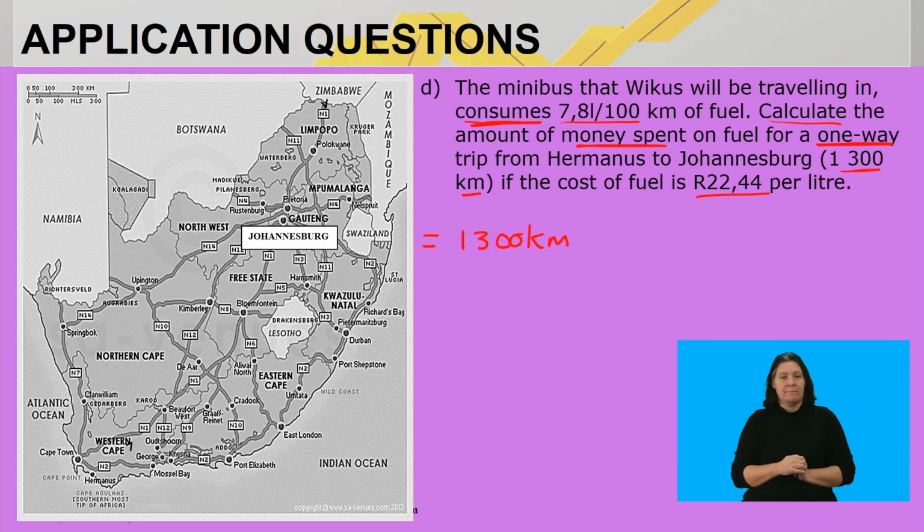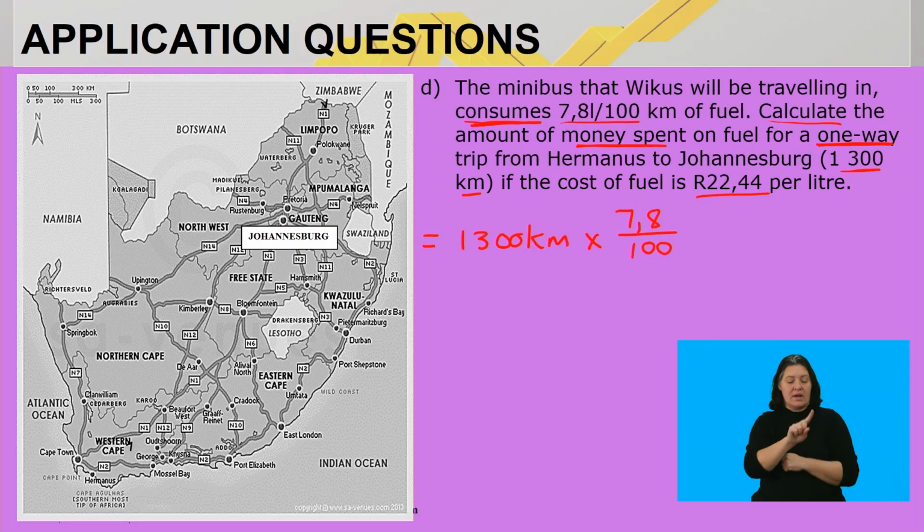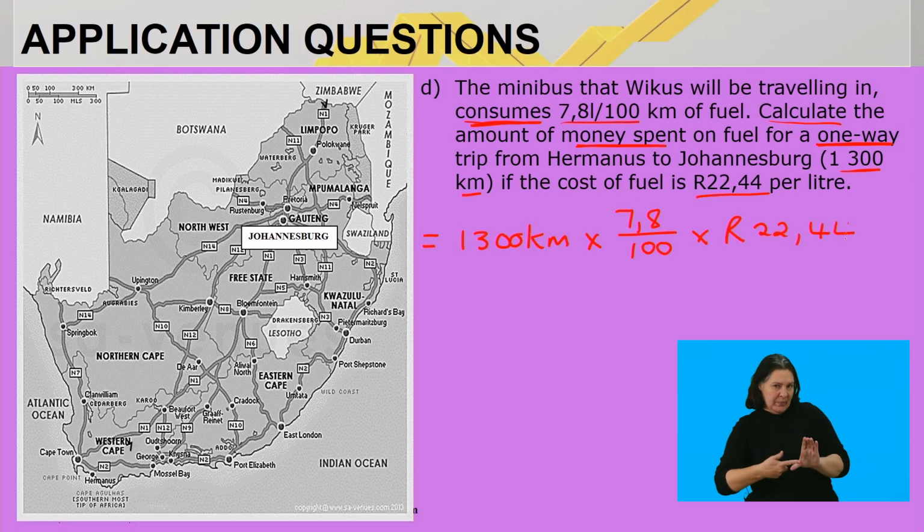I'll take the 1,300 kilometers and I multiply it by 7.8 liters and I'll divide that by 100. Okay? And thereafter, I'll take this answer and multiply it by my cost per liter of fuel. Guys, are we clear? So I'll take my total distance. I will multiply by my consumption, basically 7.8 liters. So it needs 7.8 liters to cover 100 kilometers. That is basically what we are saying through this. Okay? And thereafter, I'll multiply it by my cost per liter.